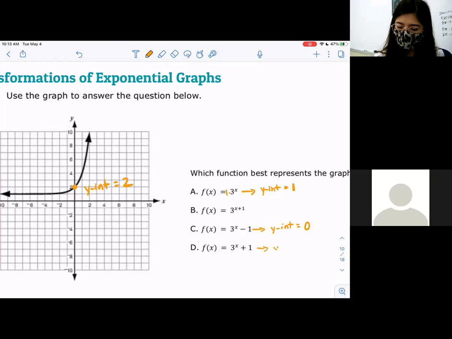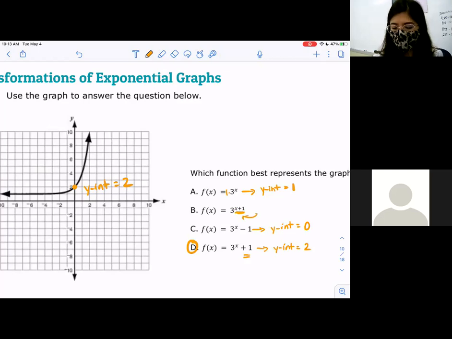And then what would be the y-intercept of this one? 2, good, because we're going up from 1. We always start at 1. So if I'm going up 1 more unit, I get to the 2. And that's how I get answer choice D. Now B, what's wrong with B?